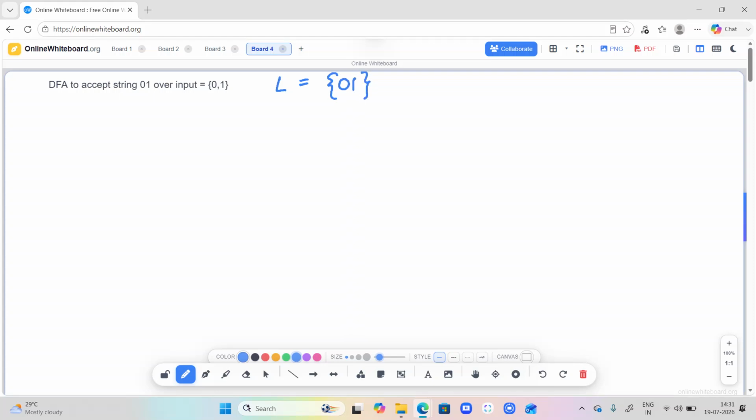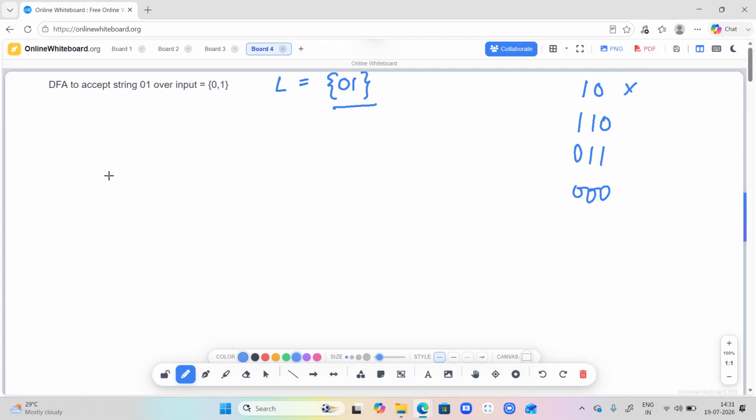No other strings will be accepted. For example, if you receive 10, it will be rejected. 110 or 011 or 000, because your DFA is allowed to accept only one string, which is 01.